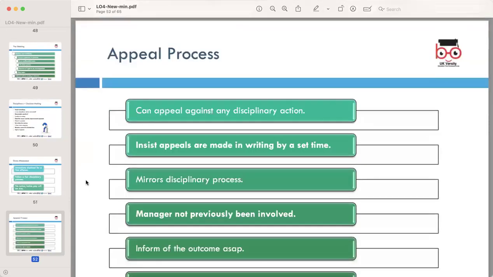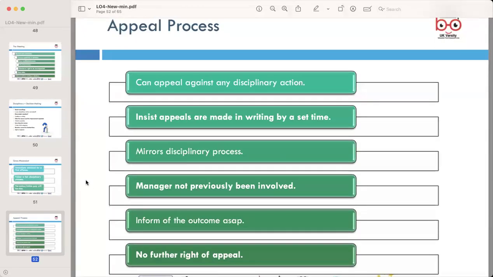Appeal process: you can appeal against any disciplinary action. Insist appeals are made in writing by a set time, mirroring the disciplinary process. The manager must not have previously been involved. Inform of the outcome as soon as possible, with no further right of appeal.